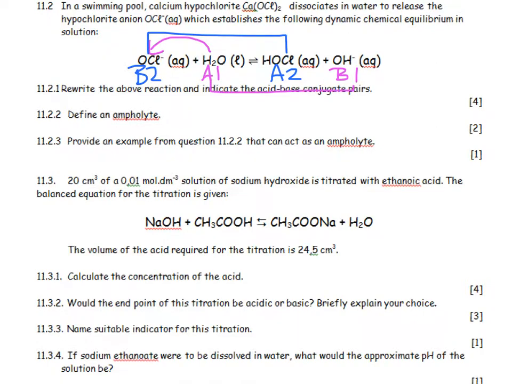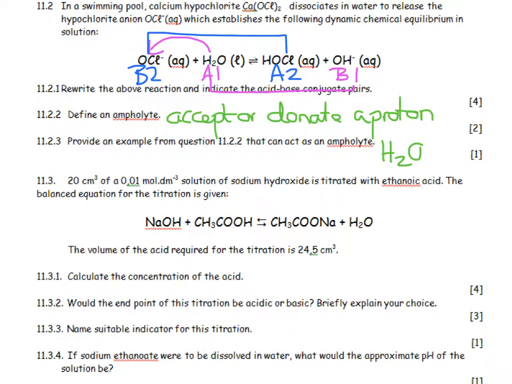Define an amphiprotic substance. It is a substance that can both accept or donate a proton. Provide an example. Water is your most common amphiprotic substance, but you could have said to me the bisulfate ion, the bicarbonate ion. Those are also quite common.